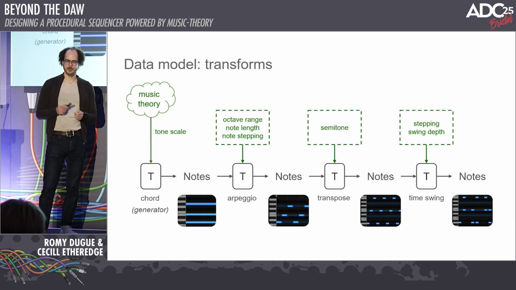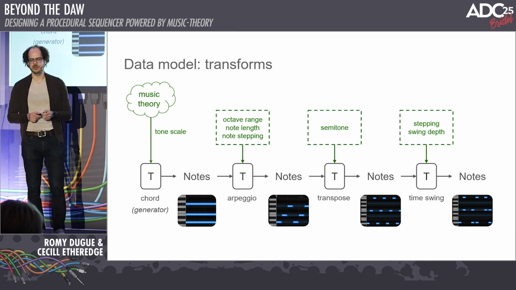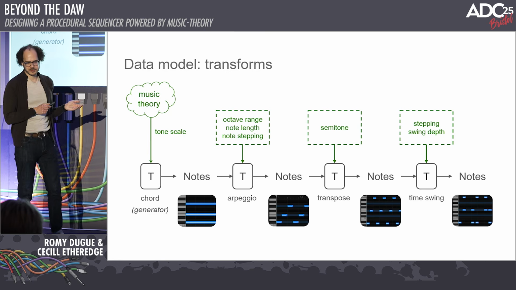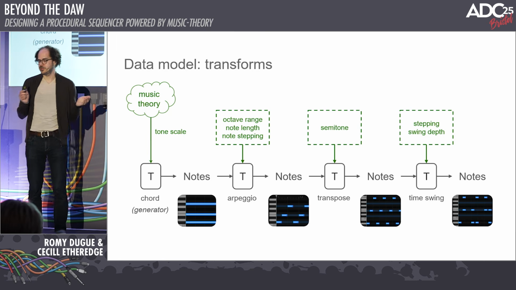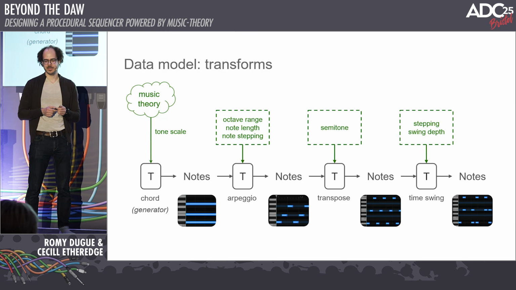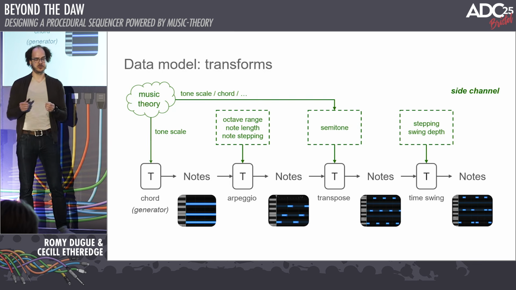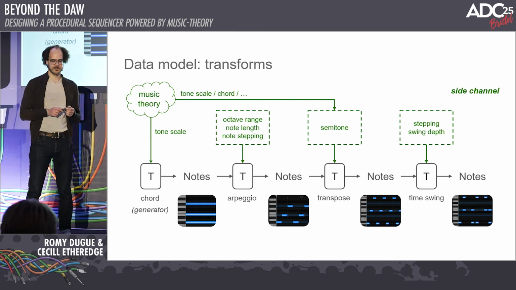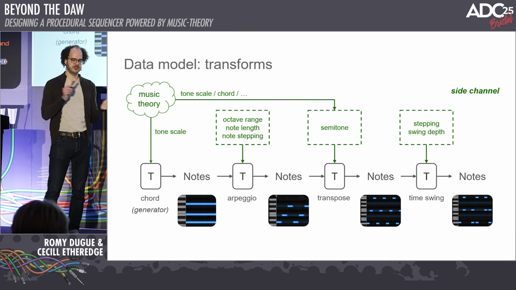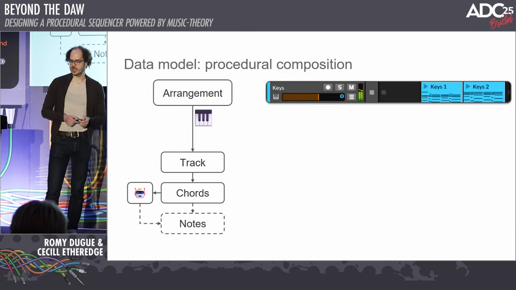And just like with filters, you might have, for instance, a cutoff parameter or a resonance parameter. Well, for our transforms, we have more or less the same. For a transpose, we might have a semitone parameter. And we can use that musical system to feed information into those parameters, which we call side channel. So we now have this kind of dependent graph of information flowing from an origin of music theory, ultimately into notes.